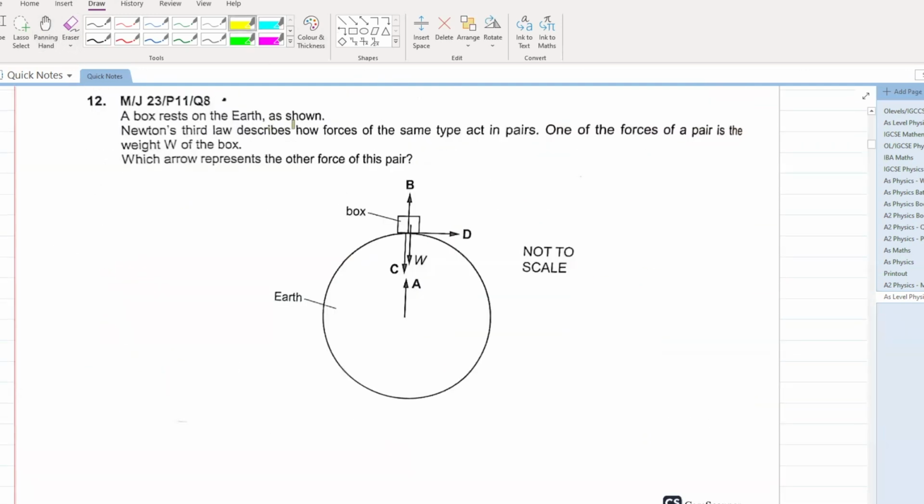A box rests on Earth as shown. Newton's third law describes how forces of the same type act in pairs. One of the forces of the pair is the weight W of the box. Which arrow represents the other force of the pair?